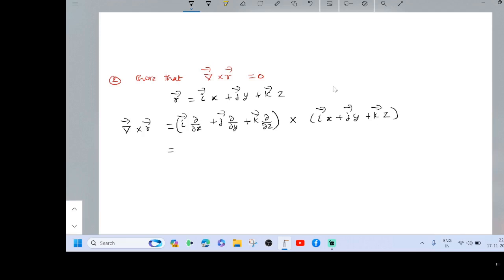Now the operator ∂/∂x is allowed to operate on x, that is 1. Then i cross i, plus j cross j, then ∂/∂y of y is 1. This is j cross j plus k cross k, ∂/∂z of z is 1. You know that i cross i is 0, j cross j is also 0, k cross k is also 0. Then curl r equals 0.